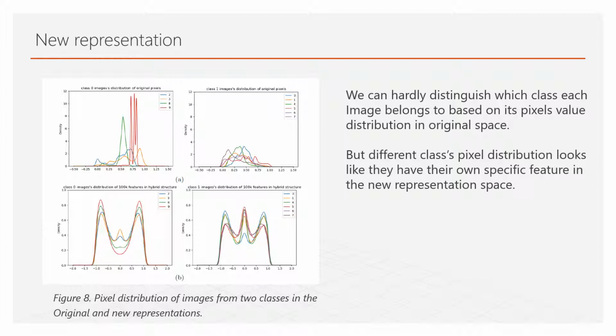This figure shows that we draw the pixel value distribution of different classes of images in the original space and the new feature space. In the original space, we can hardly distinguish two classes, but they look much more clear in the new space. Those images are from the STL10 benchmark. I picked the first and second classes of images to draw the plot.